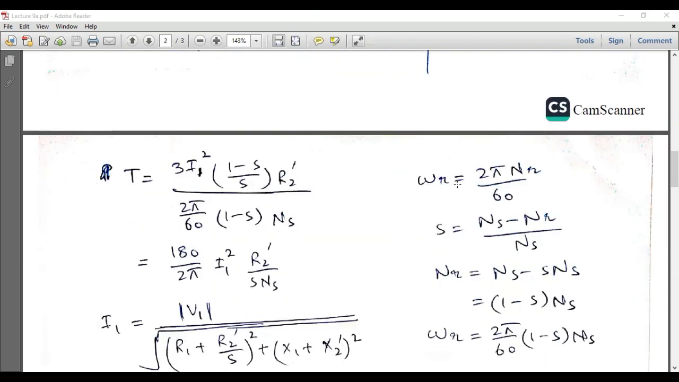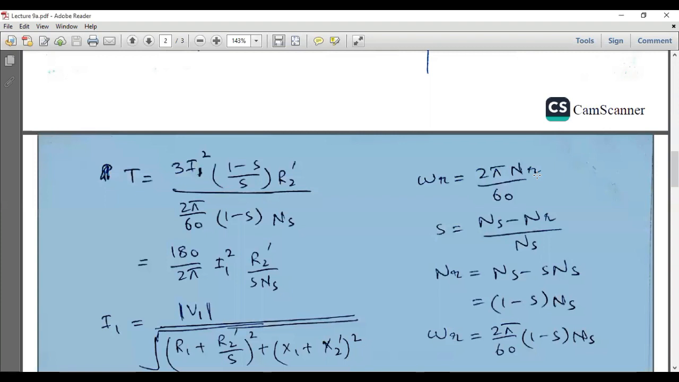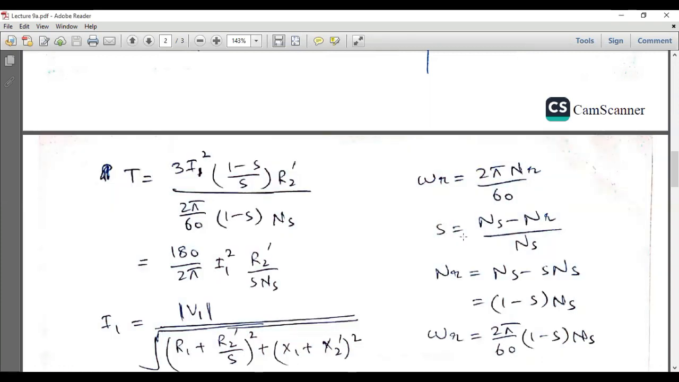So this omega R is actually written as 2 pi nr over 60, when nr is represented in rpm. If this nr is in rps, then omega r is equal to 2 pi nr. And the slip can be defined as (ns minus nr) over ns. So after rearranging this expression, nr can be represented as ns minus s ns, and this is equal to (1 minus s) times ns. So putting this expression of nr in this equation, omega r is equal to 2 pi by 60 into (1 minus s) times ns.